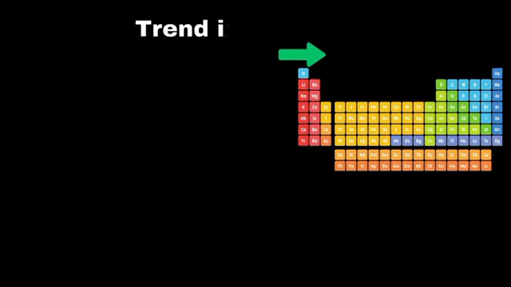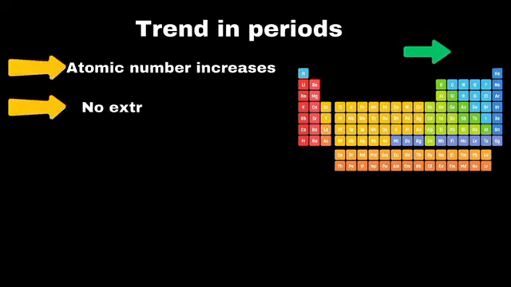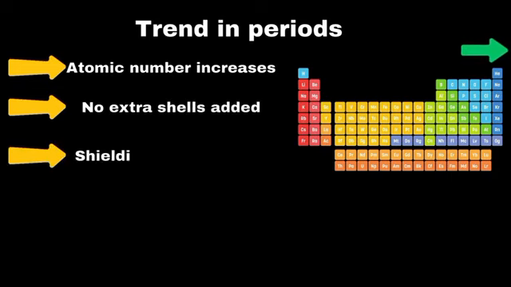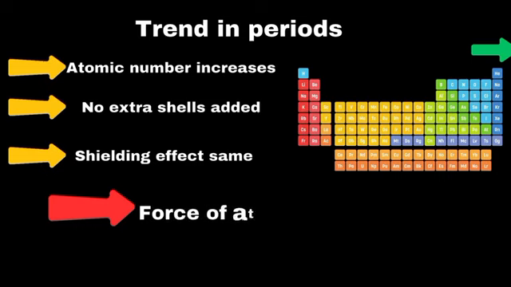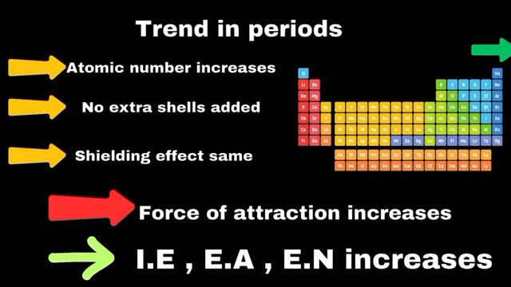In periods, as we move left to right, although atomic number increases, no extra shells are being added, and also shielding effect remains the same. Due to these factors, force of attraction between nucleus and outermost electrons increases, and hence values of ionization energy, electron affinity, and electronegativity increase from left to right in periods.